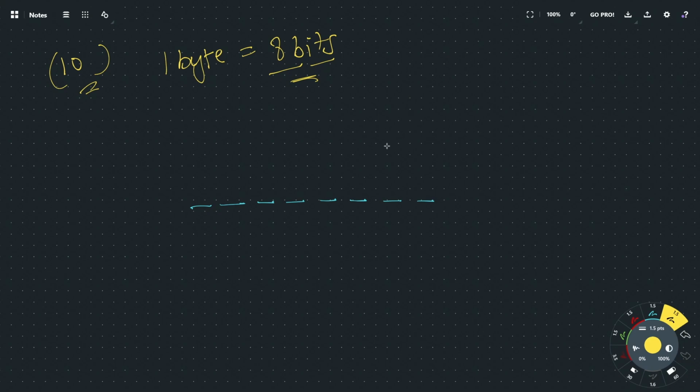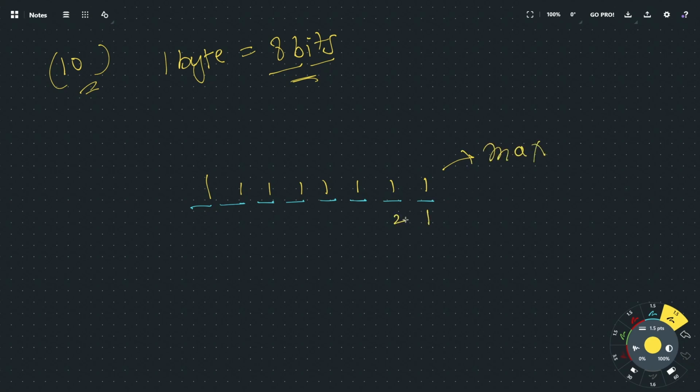So what's the smallest number? The smallest number would be nothing but this: all the bits are zero, so the decimal number will also be zero. Now the maximum number that we can make would obviously be if we fill all the places with one. That would be the maximum number. Let's calculate what it comes out to be.